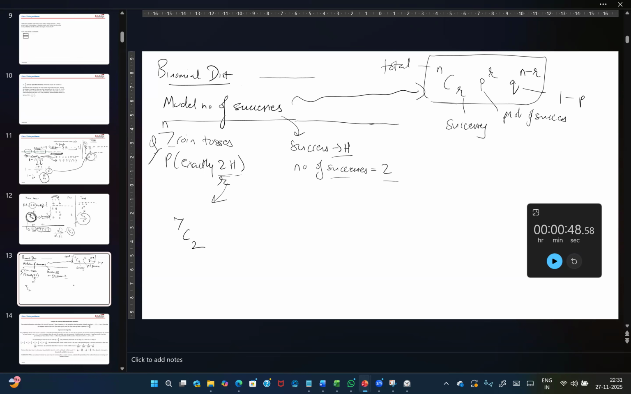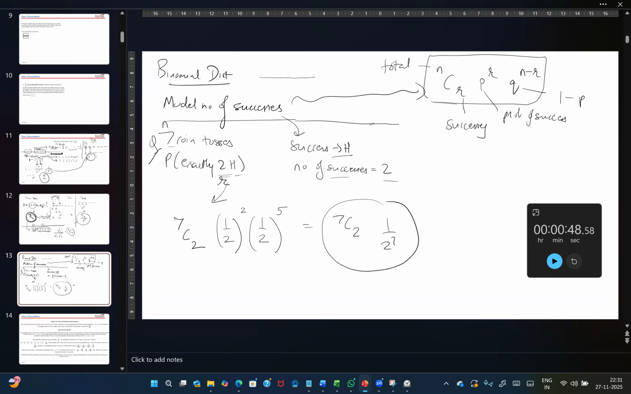NCR into P. What is the probability of a head? Half, no? Half raised to how many successes? 2. And the probability of failure is also half. How many failures? 7 minus 2, 5. So the answer is 7C2 into 1 by 2 raised to 7. The answer is the same as what we got earlier, but it's another way of looking at it: binomial distribution.